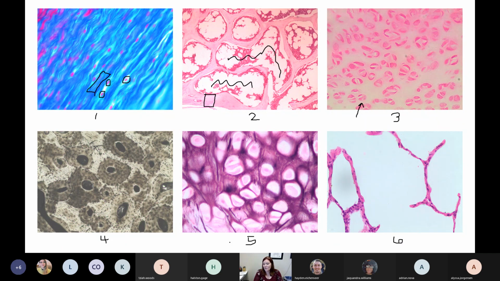I have one more type of cartilage that's up here on the slide. That's number 5. Tissue number 5 is another kind of cartilage. It's the purple kind of cartilage. Do we remember what we always should be thinking when we see purple? What do we think when we see purple on a slide?